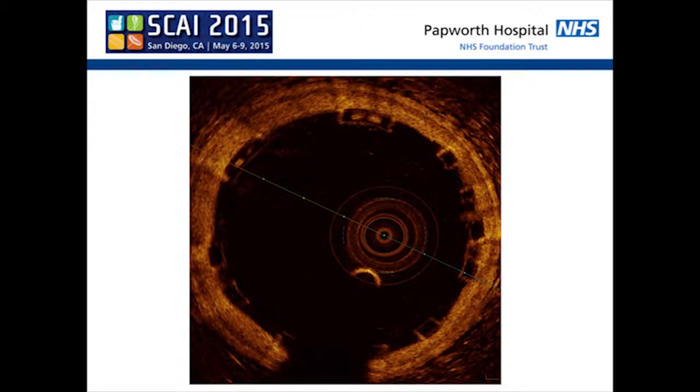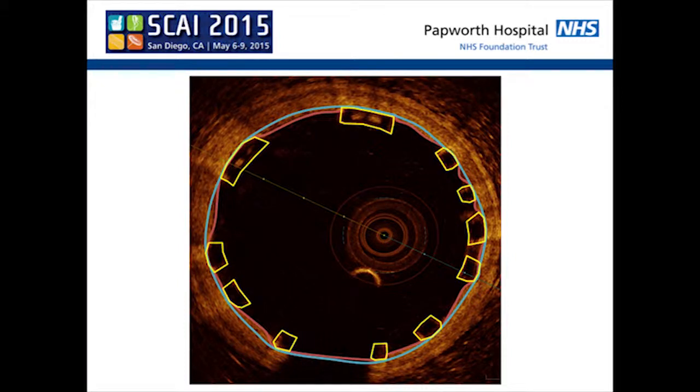Here we see a BVS implanted at baseline. We can see that it's well opposed. We measured the luminal area, which is shown with the pink line. We also measured the scaffold area, now shown in blue, and then finally we measured the strut area. By subtracting the strut area from the luminal area, that gives us the flow area.